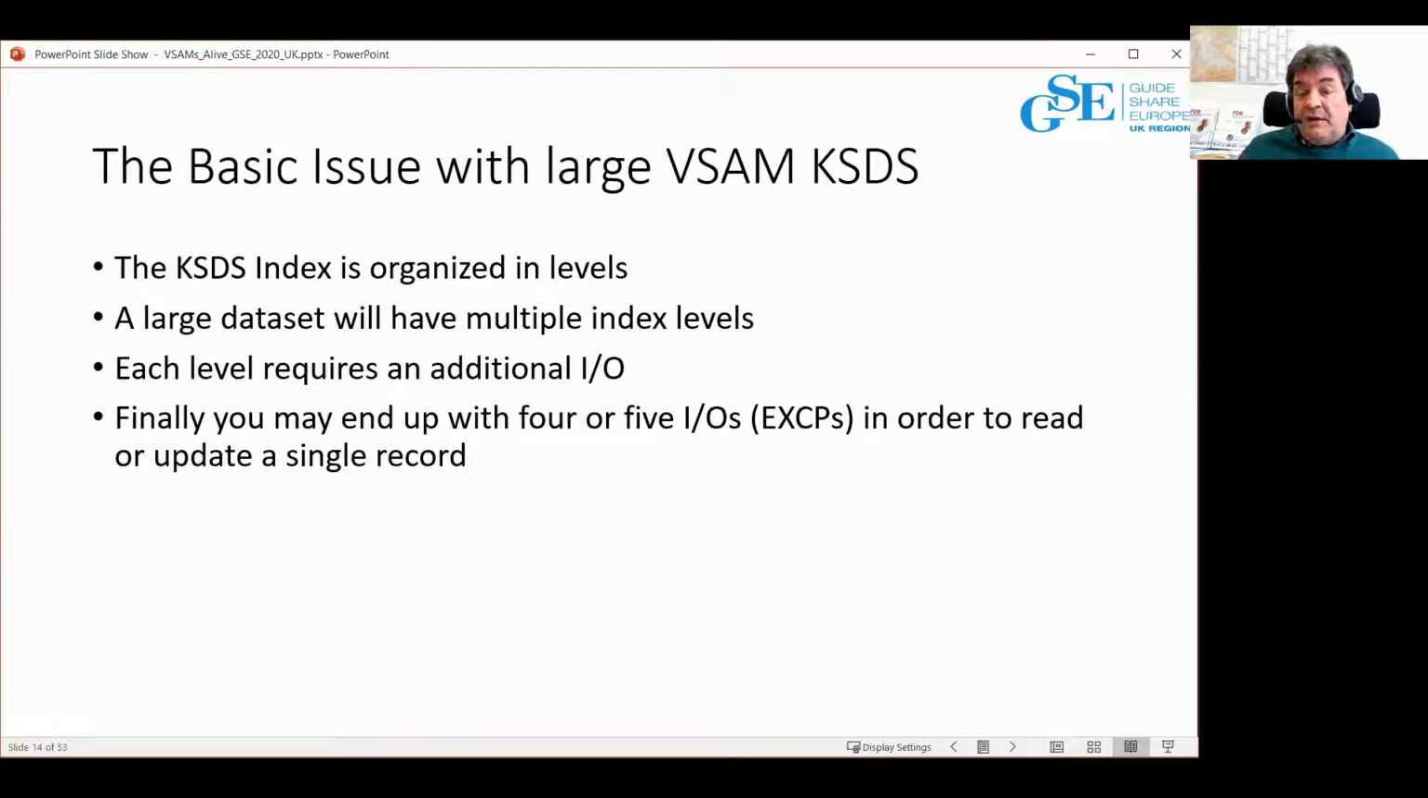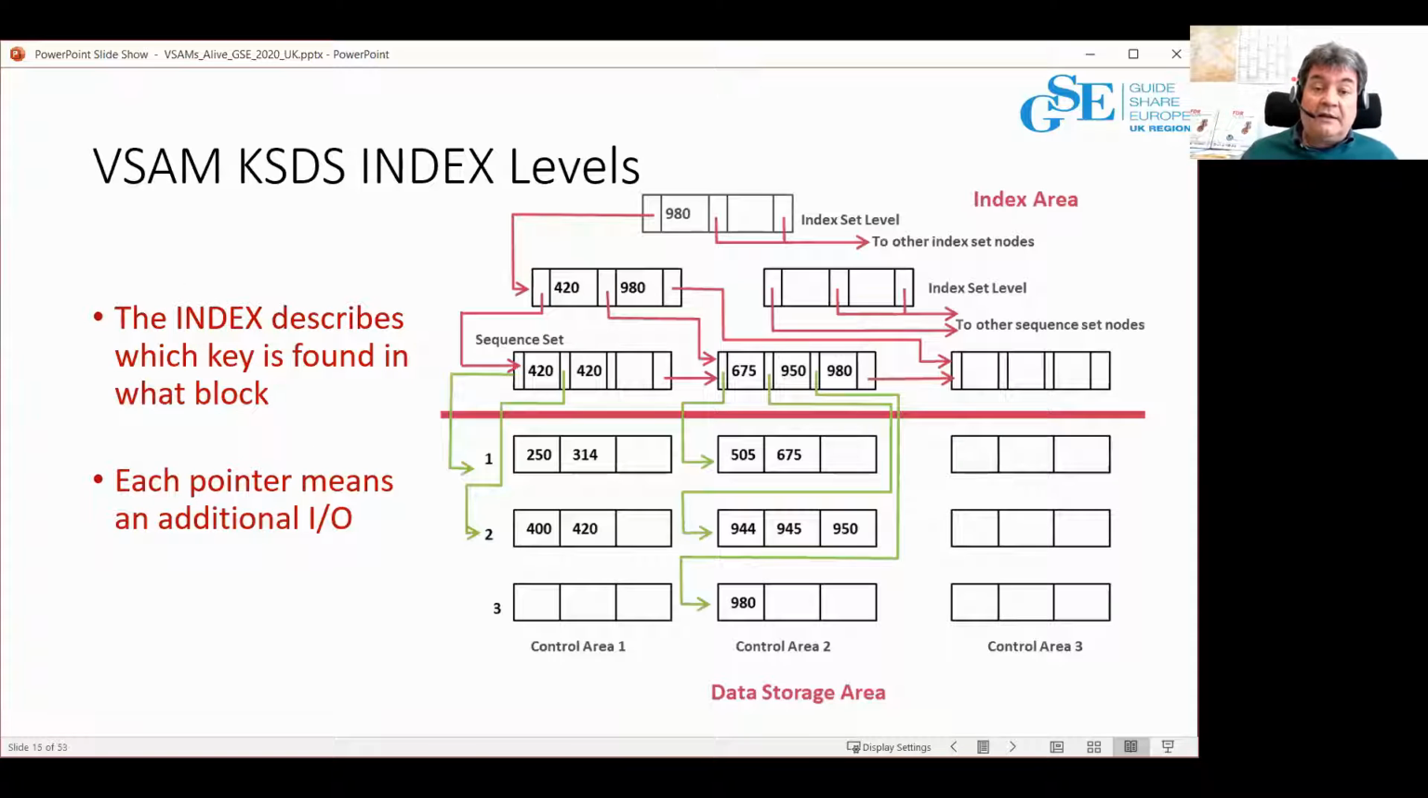And this means in order to read a single record of your dataset, you have to do, let's say, 4, 5, or more IOs to the VSAM dataset, because one is a data IO and the others are index IOs. I explain it in a little slide.